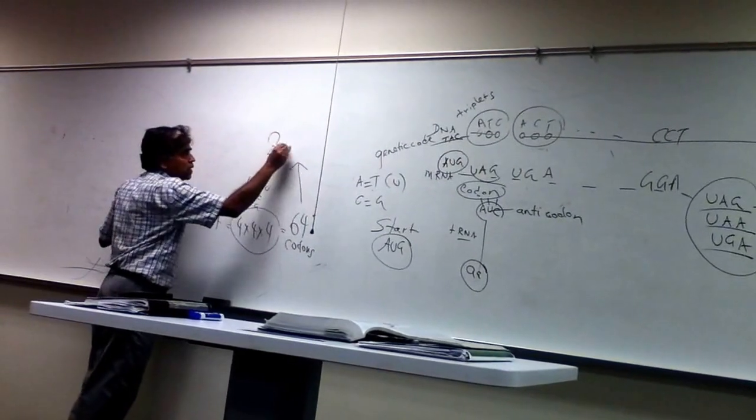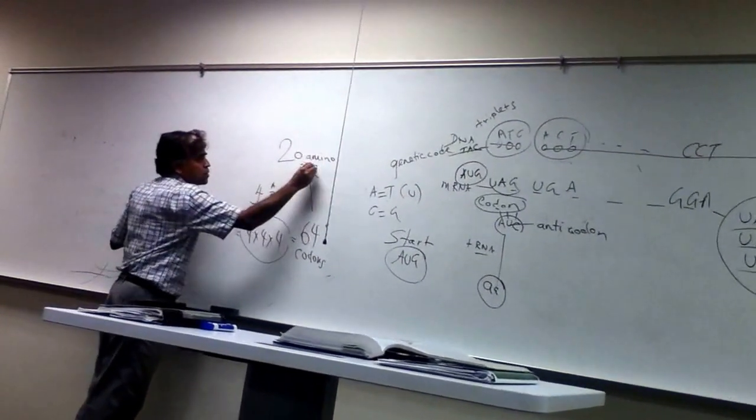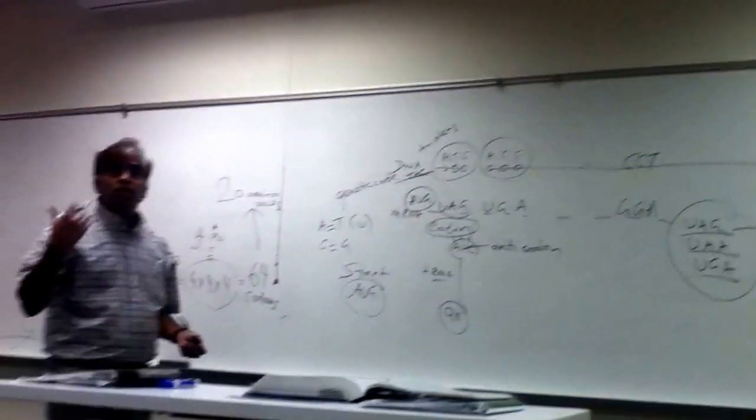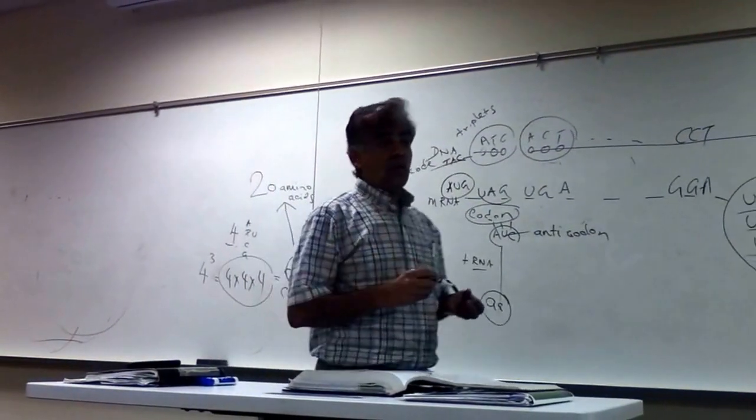to 20 amino acids. So what does that mean? You have 20 amino acids, but you have 64 codons. There are some amino acids that have more than one codon.